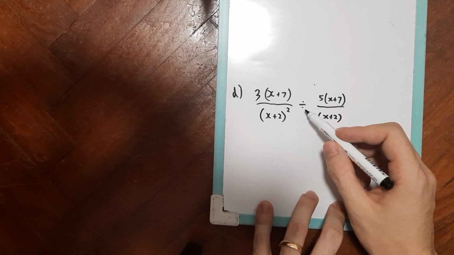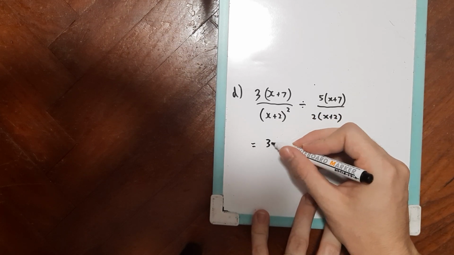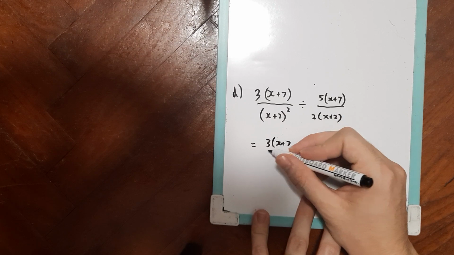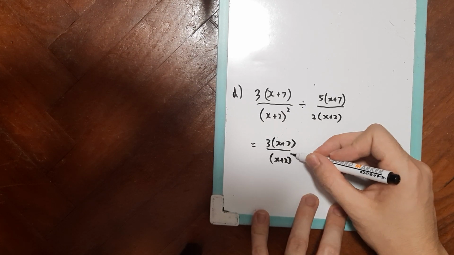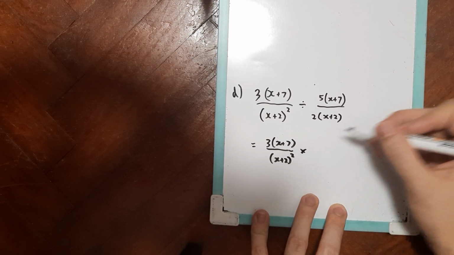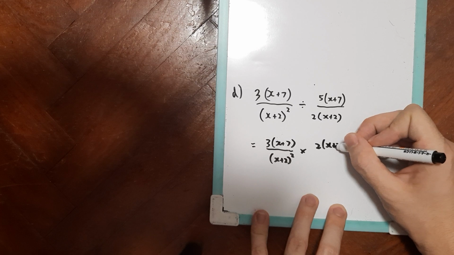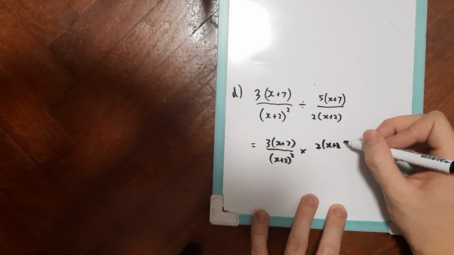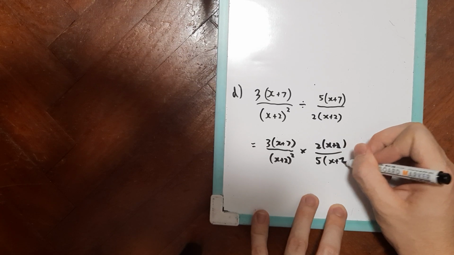So we start by doing nothing except keeping the first fraction exactly the same, changing the sign to times and flipping the other fraction. 2x plus 2 over 5x plus 7.